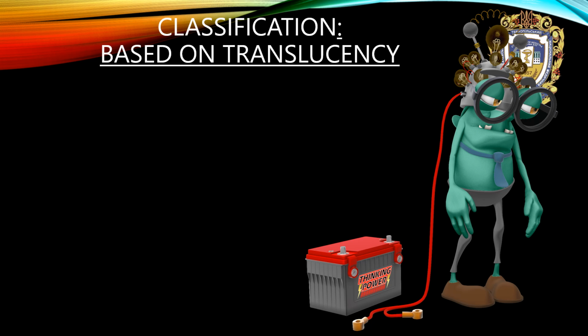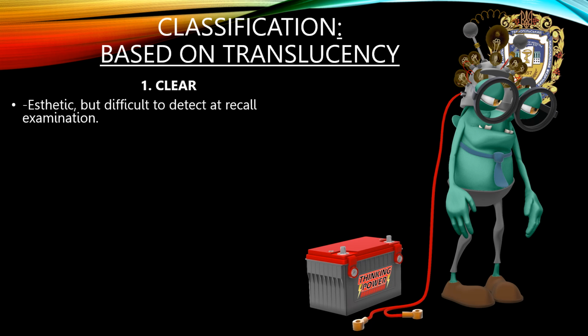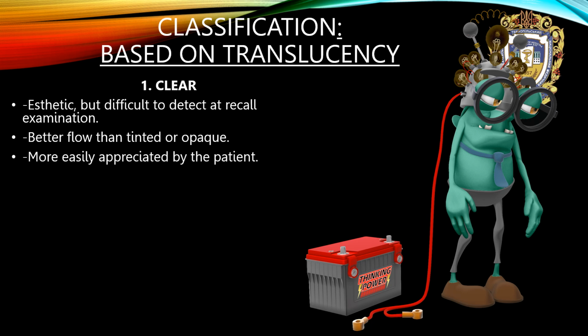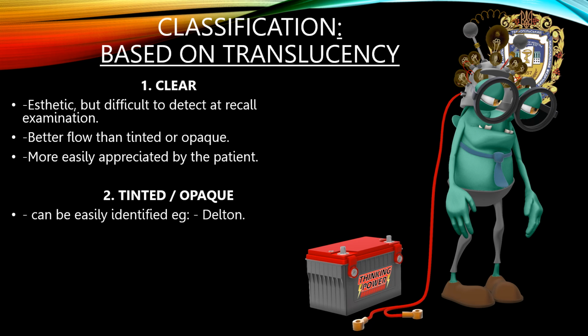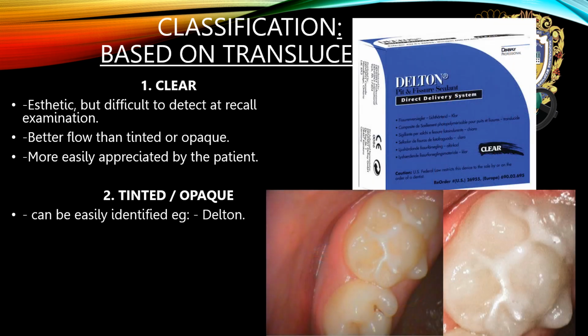Classification based on translucency. Sealers can be clear, and features of this group are aesthetic but difficult to detect at recall examination. Better flow than tinted or opaque. More easily appreciated by the patient. And tinted or opaque can be easily identified.